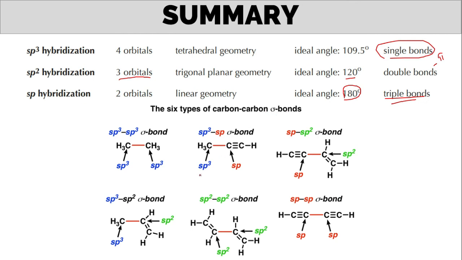So these are the 6 types of carbon-carbon sigma bonds. So sp3, sp3 between sp3 carbon atoms. You also have sp3 and sp. This one is CH3, and this one is sp because you have a triple bond. You have sp and sp2. This is a triple bond. This is sp2 with a double bond.